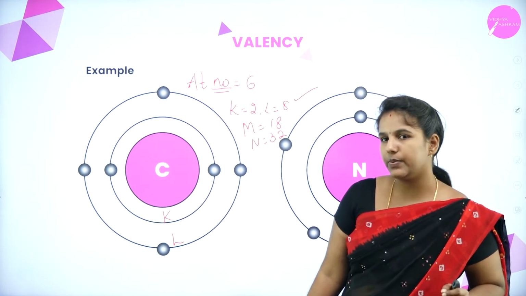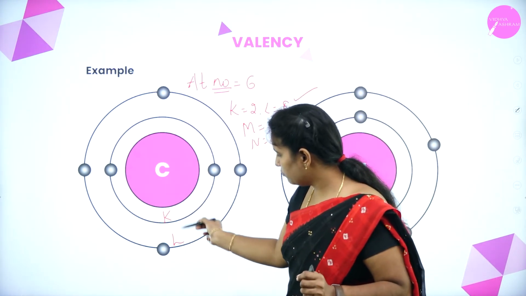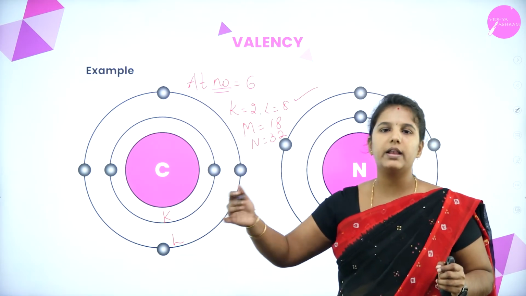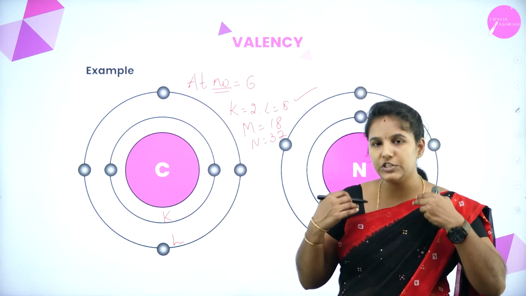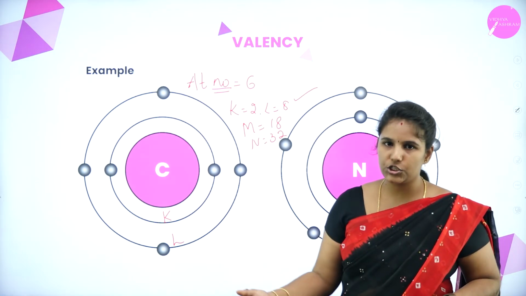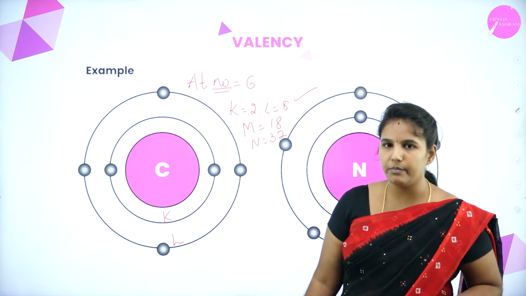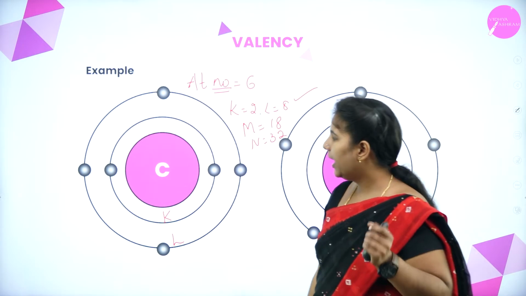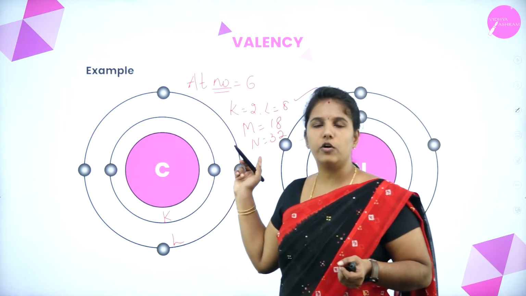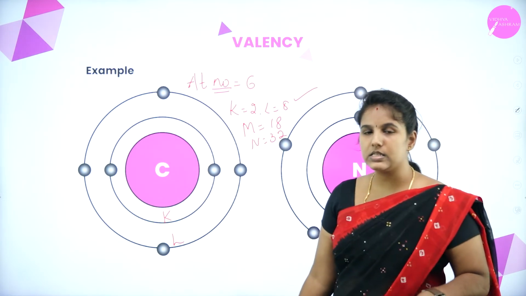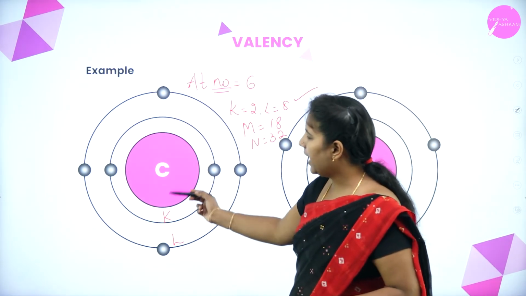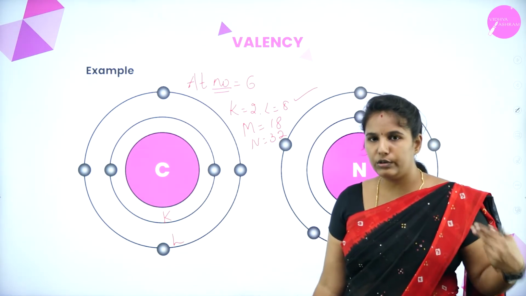So how many shells are there for carbon now? Only 2 shells, right? Don't write M and N again. Okay. So how many electrons you can fill in each shell depends upon the number of shells. And we have to fill these electrons according to the Bohr model. And also, after filling this, we come to know that for carbon, we have only 2 shells.